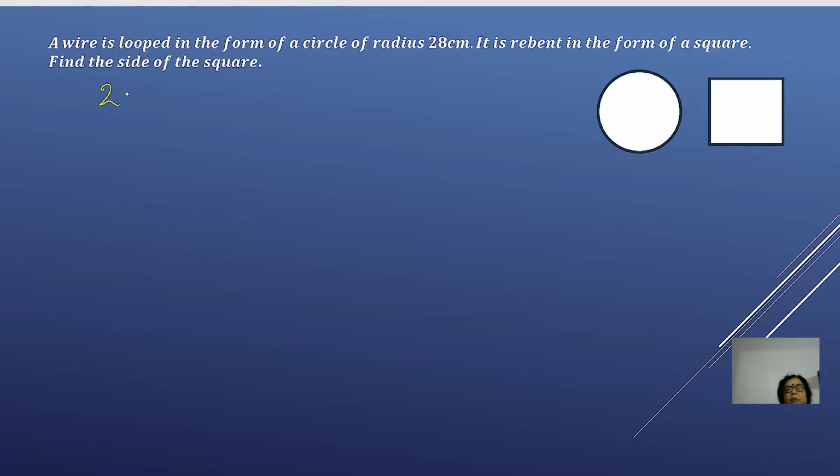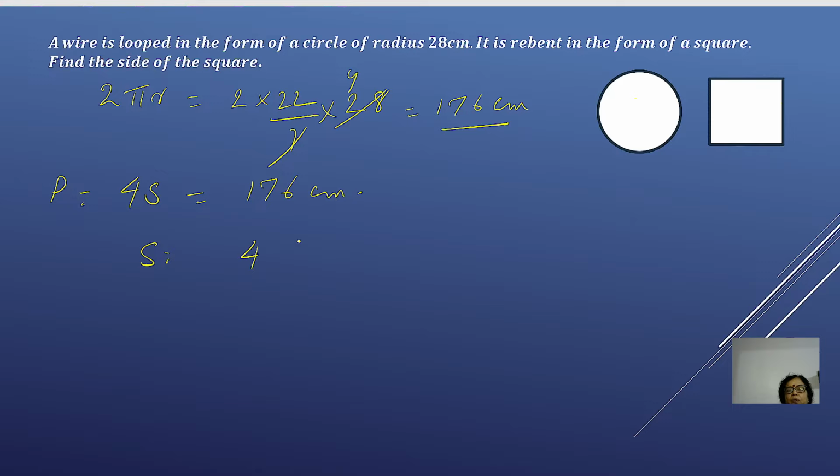So that will be given by 2 pi r. This is equal to 2 into 22 by 7 into radius 28, so we get 176 centimeter. And this length is utilized in making the square. So the perimeter of the square, which is 4s, is equal to 176 centimeter. So s is equal to 44 centimeter. So the side of the square will be 44 centimeter.